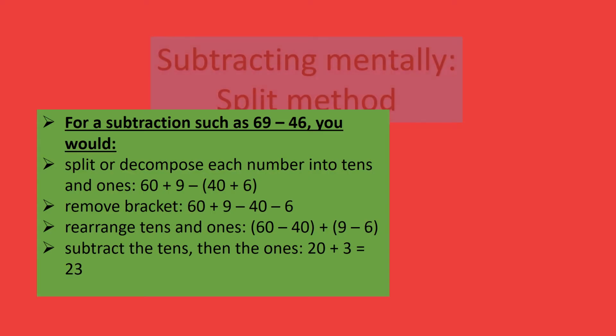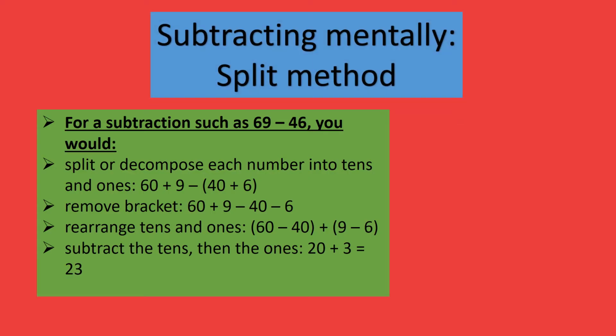Let's do one with the subtracting mentally. For subtraction such as 69 minus 46, you would split or decompose each number into tens and ones. So this 60 plus 9 is actually the 69 that we are doing. We have decomposed it into tens and ones. 40 plus 6 is the 46, right? The 4 is tens. How do I get the 40?